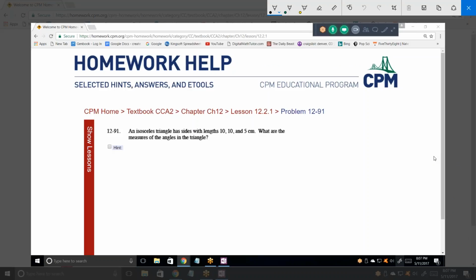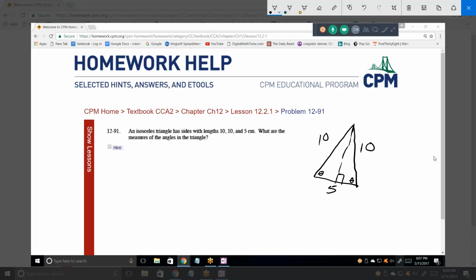An isosceles triangle has sides that are 10, 10, and 5. What are the measurements of the angles? Because it's an isosceles triangle, if I drop a vertical, it's not only going to be perpendicular to the bottom, but it's going to bisect that angle, always. Okay? So if I can solve for this angle right there, I will know the entire triangle because it's isosceles. This one has to also be theta.